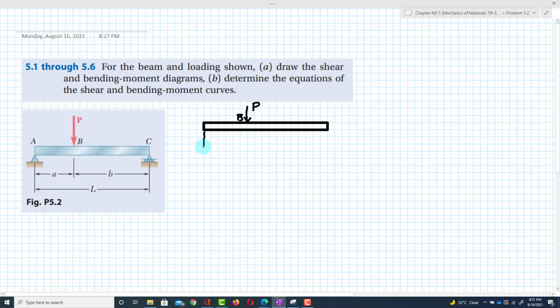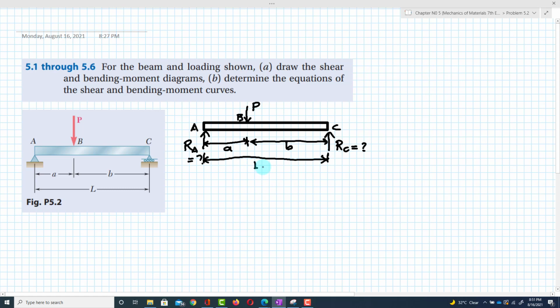There is a reaction force, which we have to determine, that is RA, and at point C there is a reaction force that is represented by RC. These are unknown forces and we have to find them. The distance of the concentrated load P from point A is given as A, while this distance is given as B, and the total length of the beam is given as L.